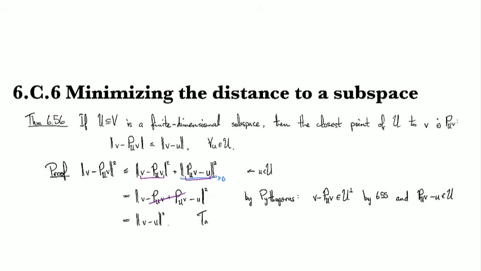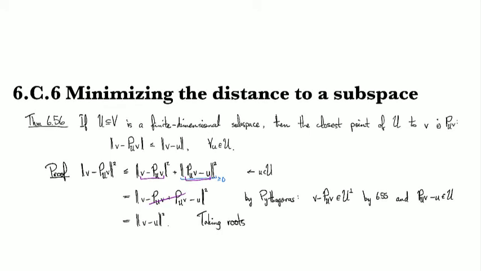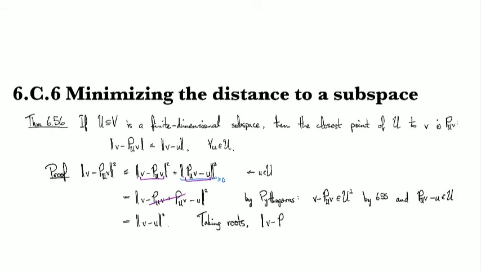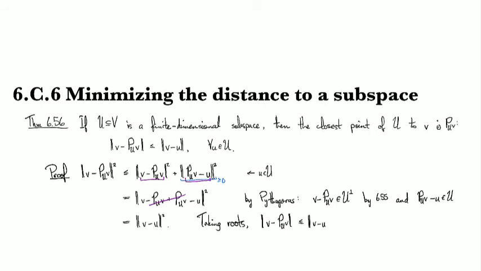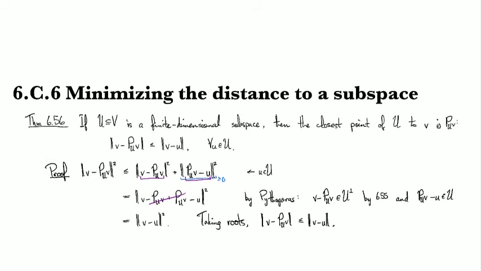So then if we take roots of both sides, we get the thing we wanted. V minus projection to U of V is less than or equal to V minus U in norm. All right.